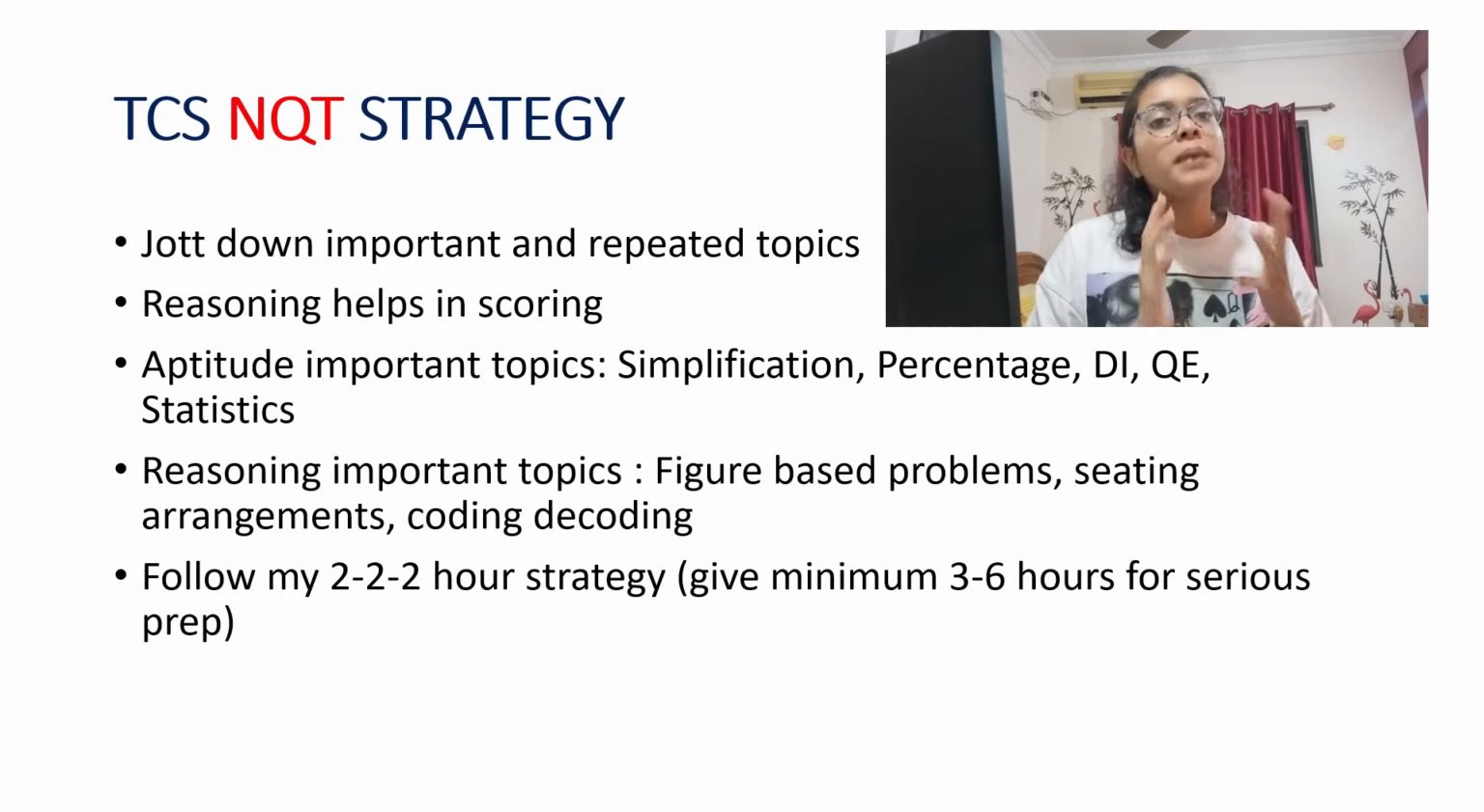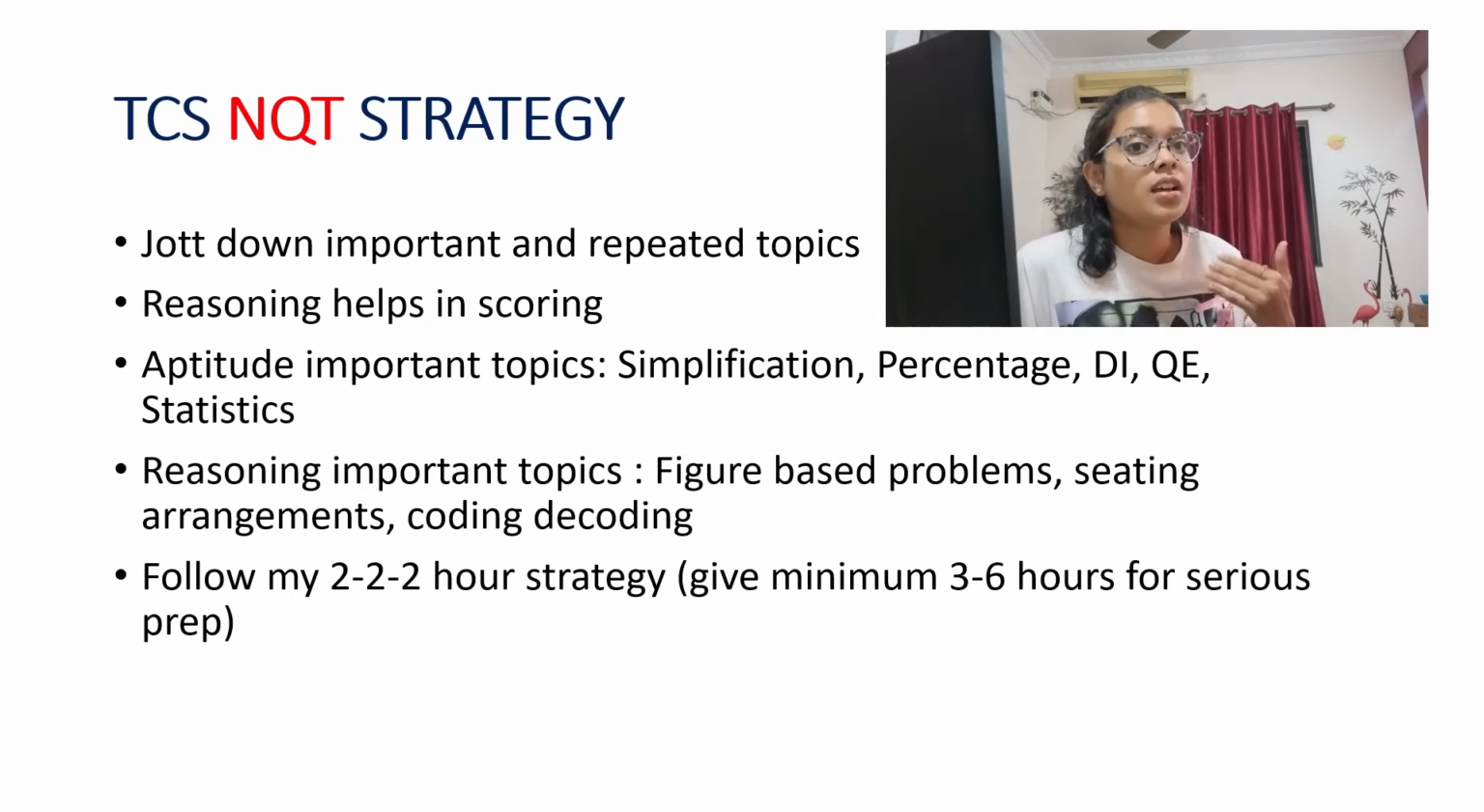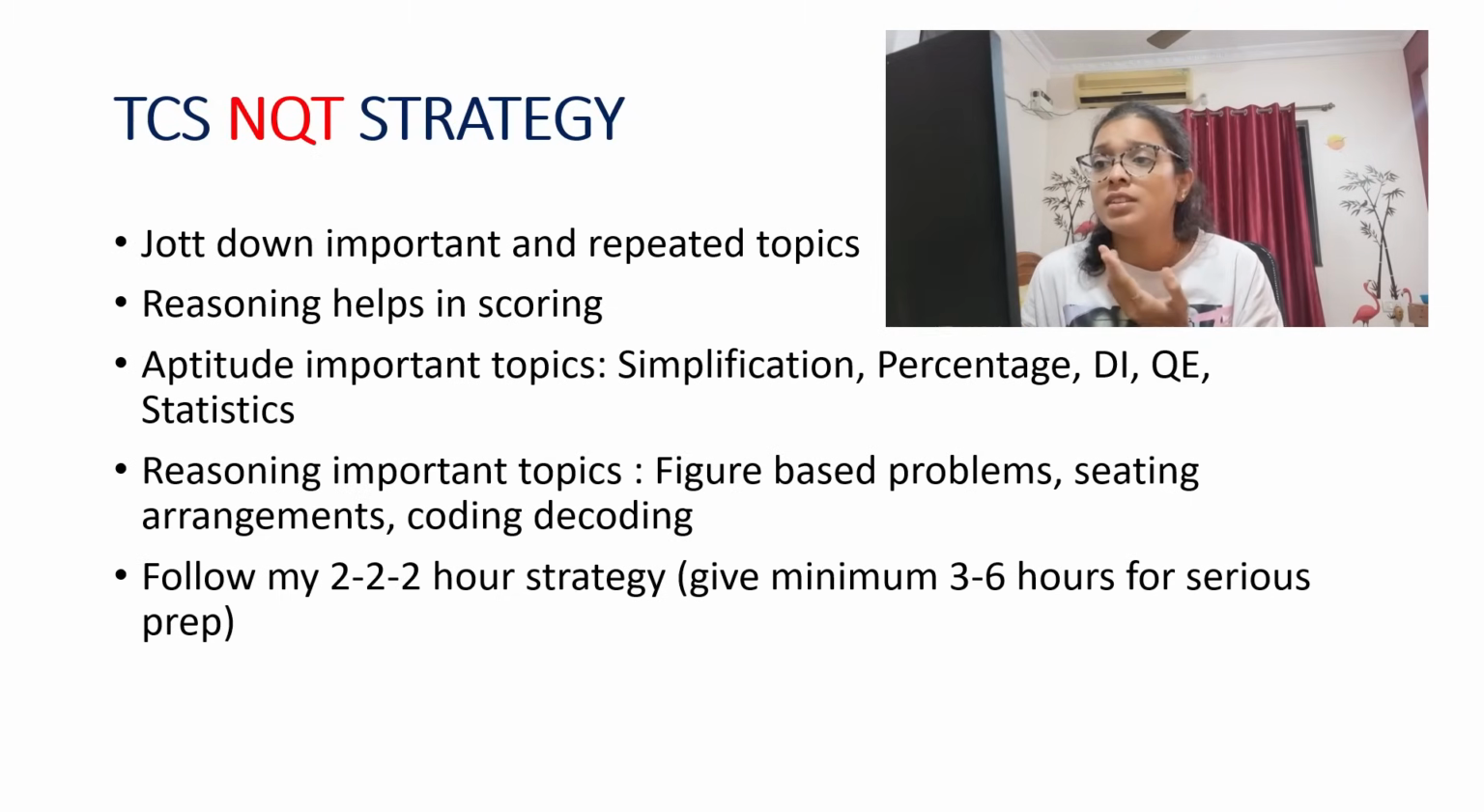Many of us are weak in aptitude and very good in reasoning and verbal ability, right? I was one of them. Reasoning helps a lot in scoring. So focus on reasoning and verbal ability a little more than aptitude. Aptitude important topics, as I've listed down, include simplifications, percentages, data interpretation, quadratic equations, statistics. All of these are very scoring.